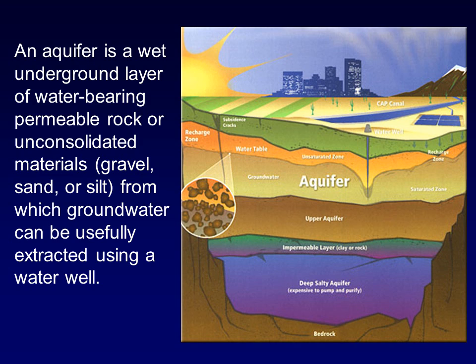And all of this, we're talking about aquifers. So what is an aquifer? I've got this neat little image that's showing us what goes on in Phoenix particularly, because, like I said before, we rely heavily on our aquifer here. So an aquifer is a wet underground layer of water-bearing permeable rock or unconsolidated materials, meaning gravel, sand, or silt, from which groundwater can be usefully extracted using a water well.